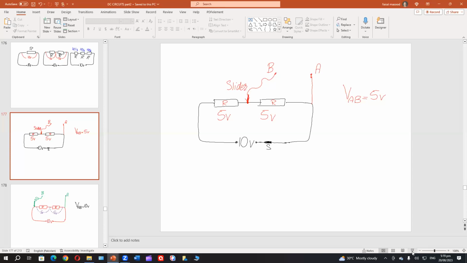Okay, done. Look at this slider again. This is called slider mechanism.